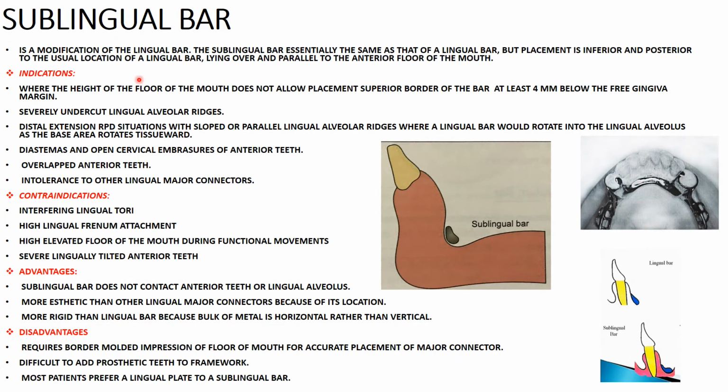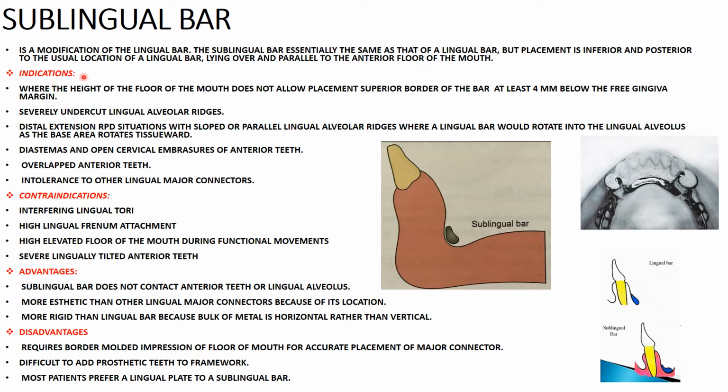One is the sublingual bar. It is the modification of the lingual bar, but the position of this sublingual bar is inferior. It is placed inferiorly and posteriorly to the usual location of the lingual bar, and it lies parallel to the anterior floor of the mouth.